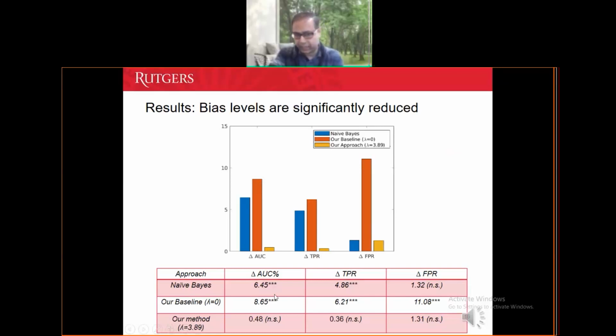We used a t-test to do the statistical significance analysis for the differences. We found that in the naive Bayes as well as our baseline, we almost always found significant differences between the groups, but the differences became not significant when we considered this combined approach, which valorizes both accuracy and fairness in making the decision.